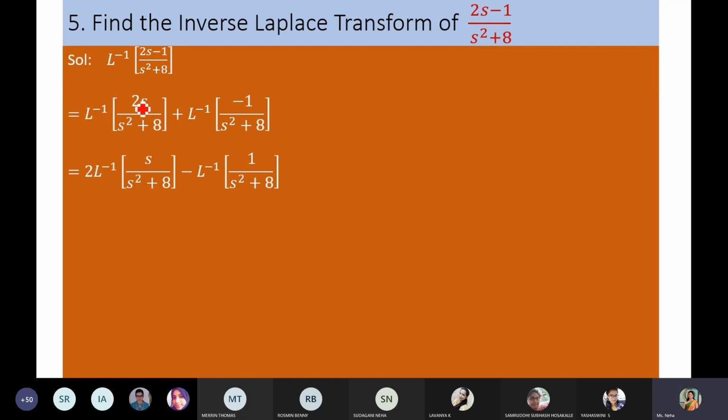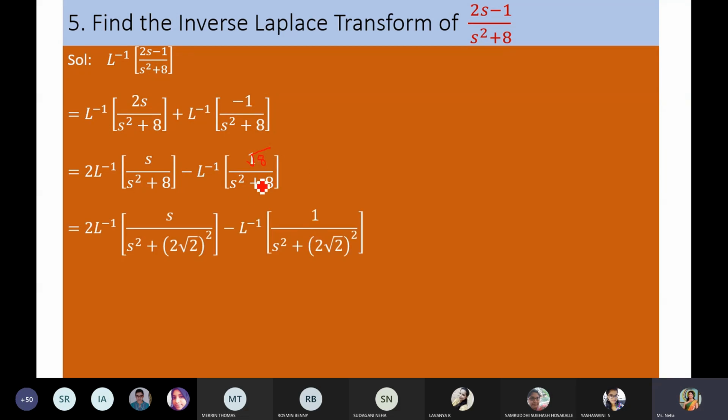So what I have done for the first term is I have taken 2 common. We have Laplace inverse of s by s square plus 8. Minus has come out, Laplace inverse of 1 by s square plus 8. In case you don't know how to find the root, then simply you can multiply and divide by root 8, because we know that root 8 square will definitely give you 8. What I have done here is I have written 8 as 2 root 2 square.